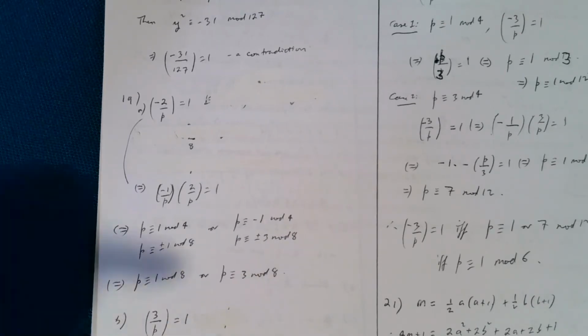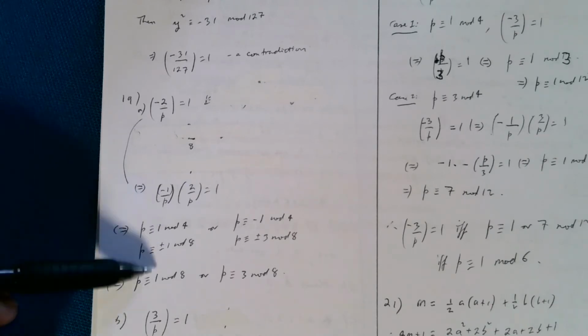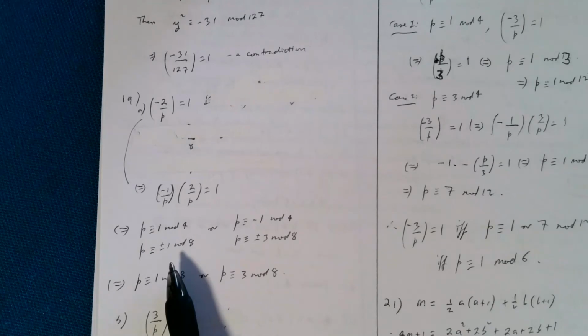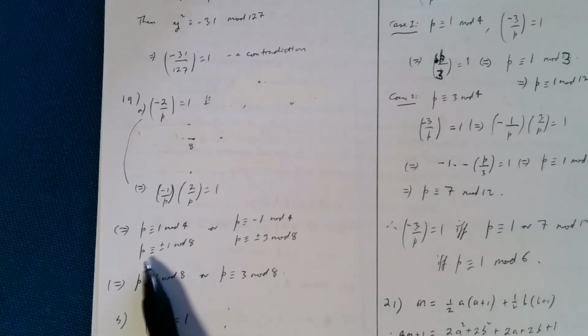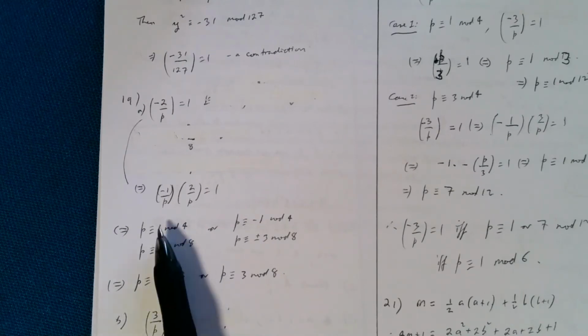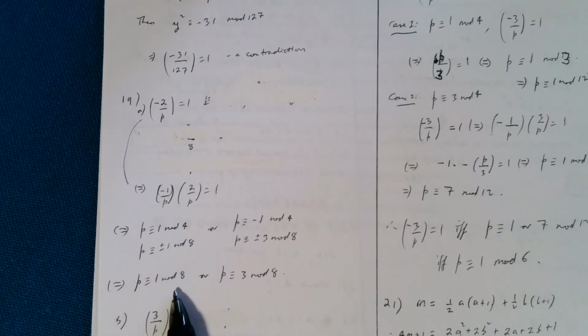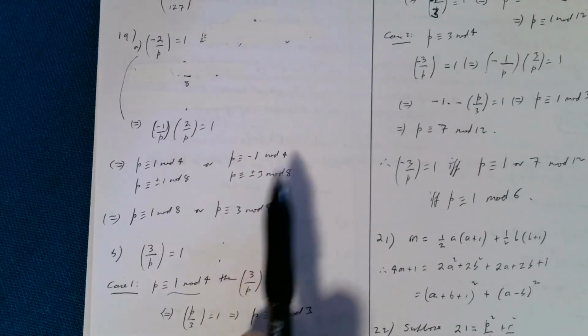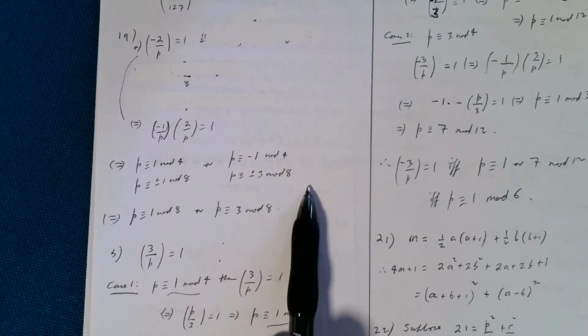Now putting these two together, a prime which is 1 mod 4 and plus or minus 1 mod 8. Well, you can't have a prime that's 1 mod 4 and minus 1 mod 8, because if it's minus 1 mod 8 then it's 3 mod 4, so it's got to be 1 mod 4 and 1 mod 8, that just means 1 mod 8.